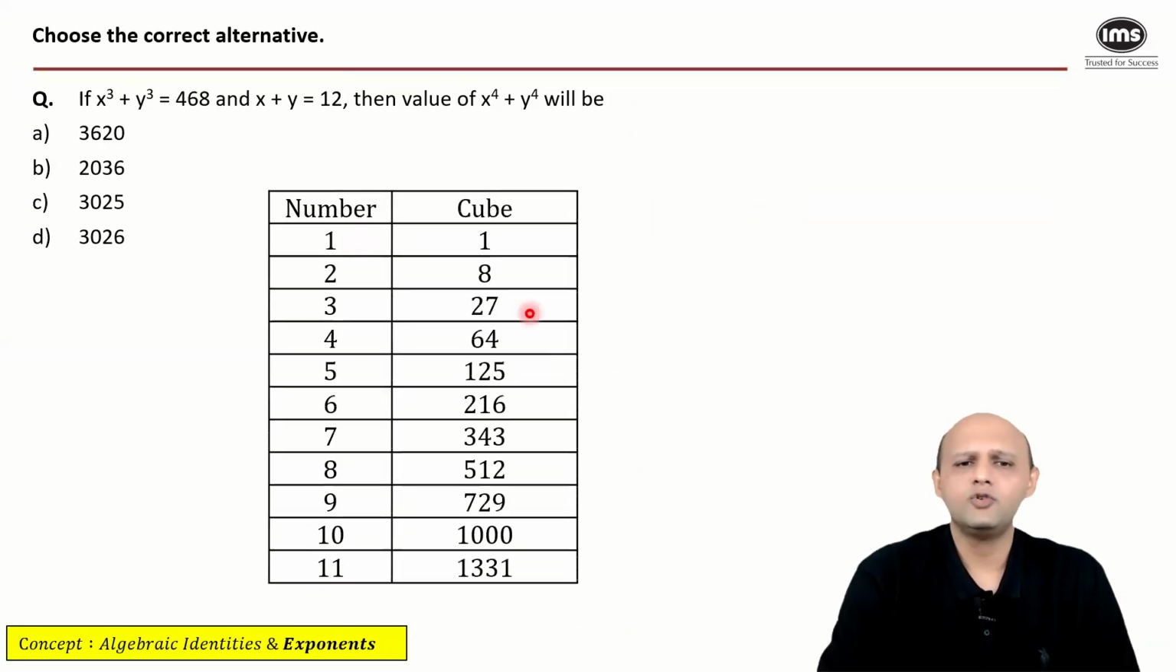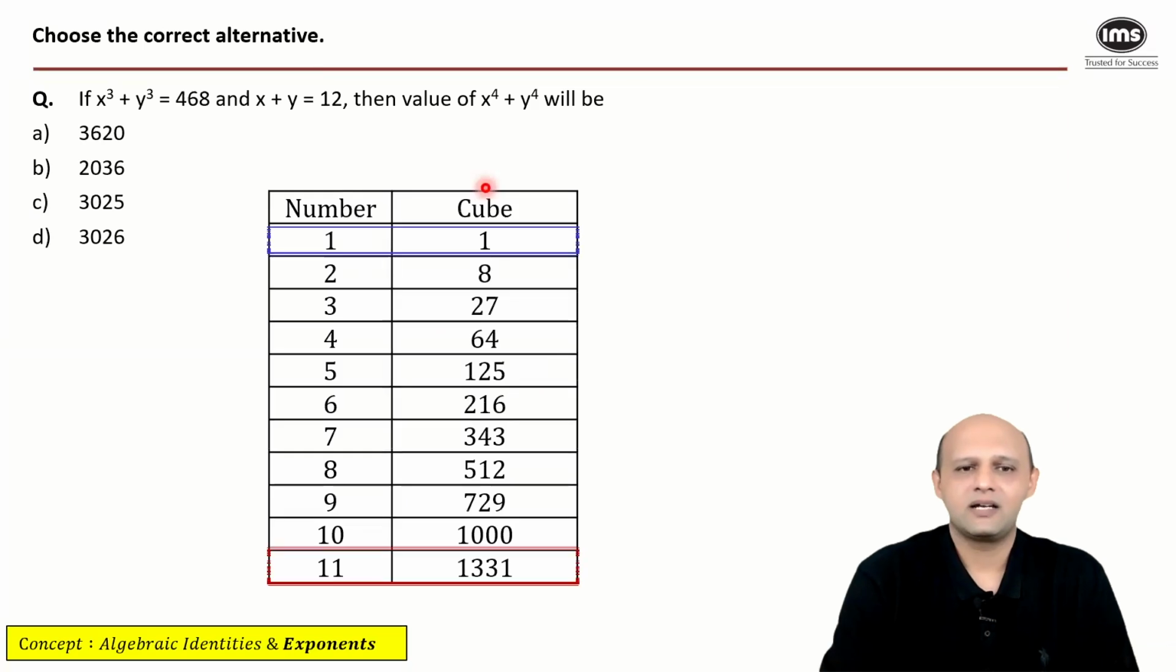So if you look at the cubes of the first 11 numbers, you don't have to go too far as to know the cubes of numbers up to 20 or 25. You just restrict yourself up to the cubes of 11. And if you try to find out a pair such that the sum of cubes of these numbers would be 468, and the sum of those two individual numbers would be 12, which pair would that be?